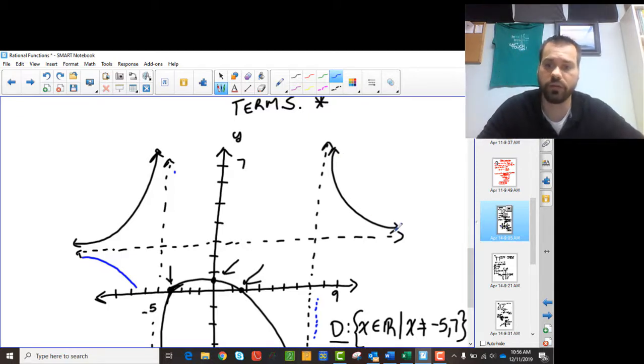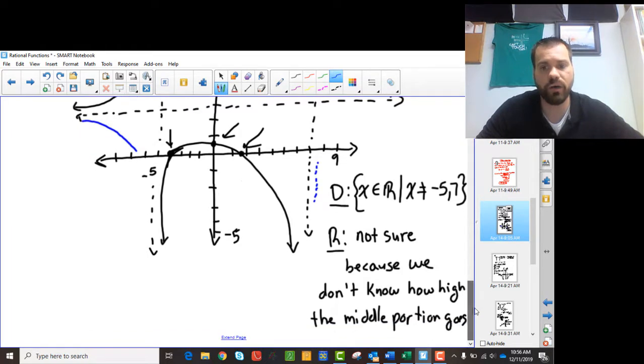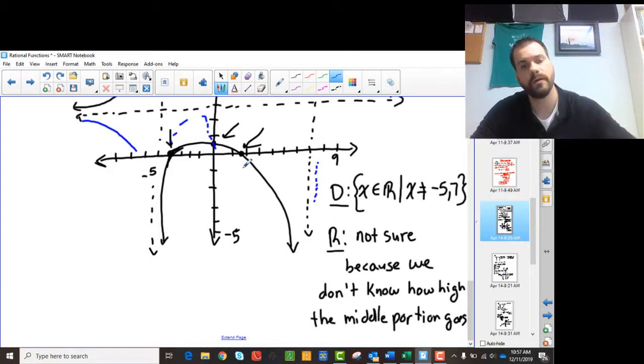And then from there, I can look at the domain. The domain is x can't be -5 or 7. Those are my two vertical asymptotes. The range, I don't know. The reason I say I don't know is because we don't know how high this portion goes. It could go up some more before it comes down, right? It's possible. In other words, this might be the highest point or it might not be. And because we don't know that, we can't state the range. So generally, you're just going to be asked to state the domain with these, all right?